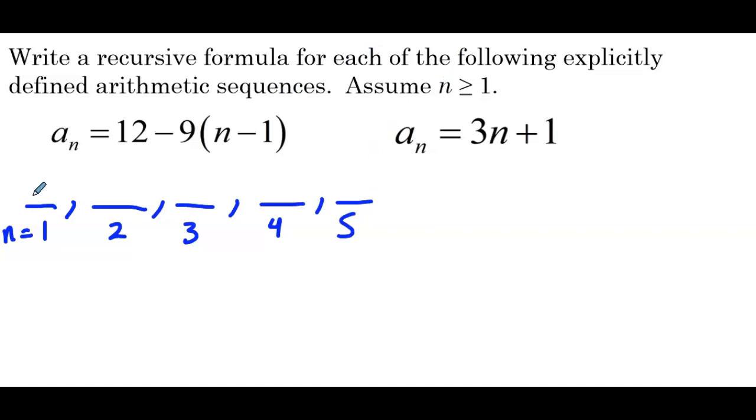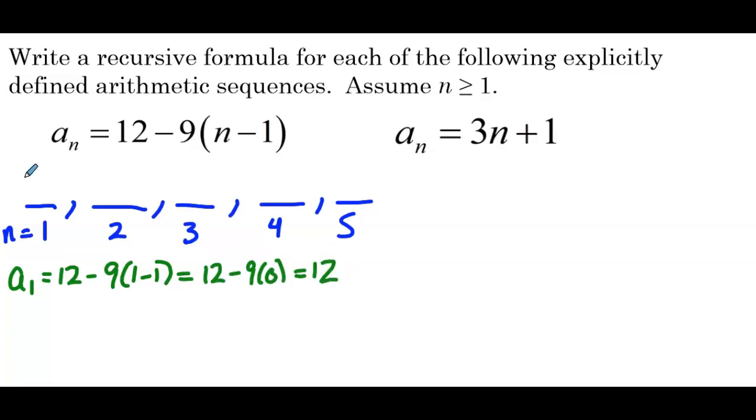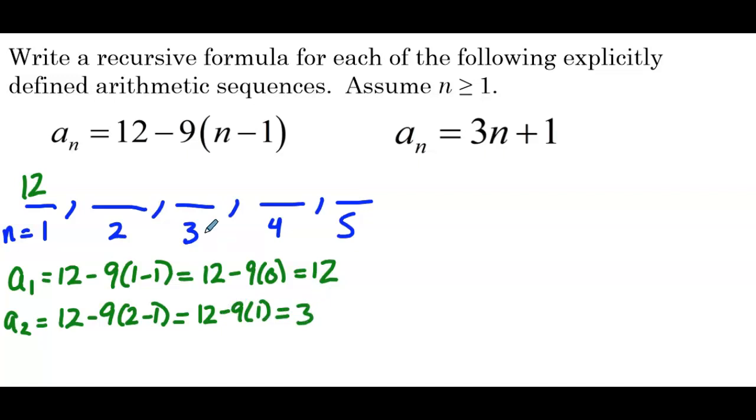So to find the first term of the sequence, we have to plug in n equals 1. So it would be a sub 1 equals 12 minus 9 times 1 minus 1. So that's 12 minus 9 times 0, which is 12. And then to find the next term, a sub 2, that would be 12 minus 9 times 2 minus 1, which is 12 minus 9 times 1. 12 minus 9 is 3. And then we keep going.